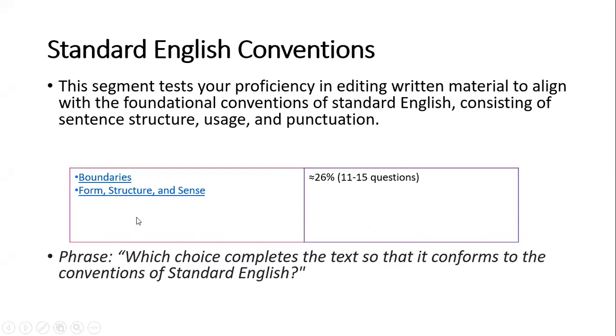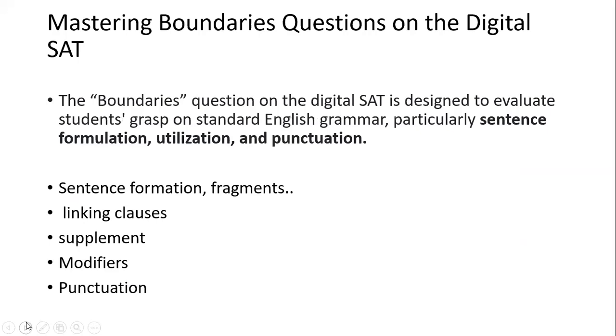And yes, as I was mentioning, you will have boundary and form, sentence structure, sense type of questions, and the phrase "which choice completes" from the 15th question onwards. You have these standard English convention questions. All you're tested on is your editing and proofreading skills. So you have to master this to show that you're a great editor and you know the basic rules, or the functionalities of all the rules, 13, 18 rules associated with punctuation, grammar rules, and so on.